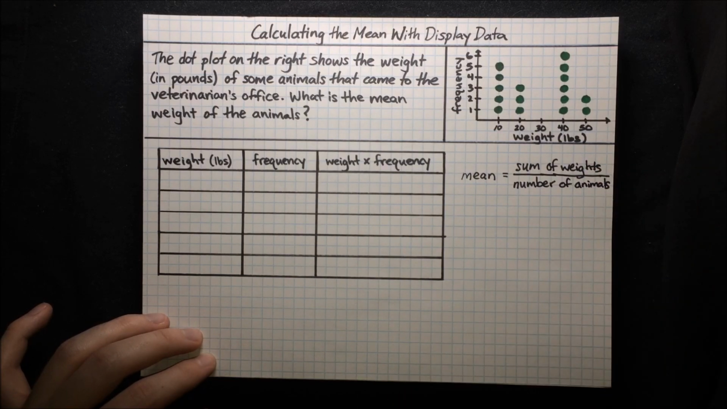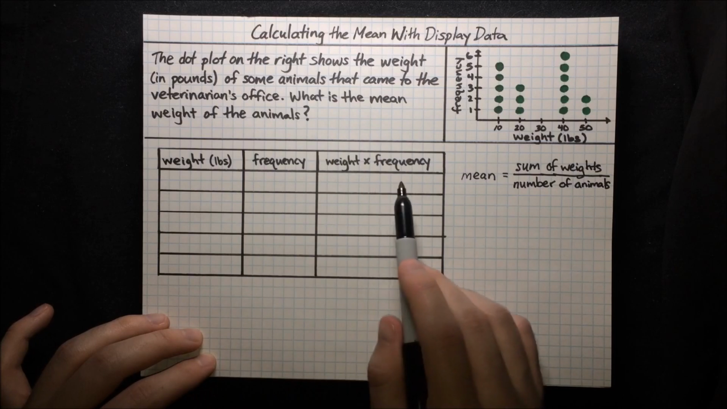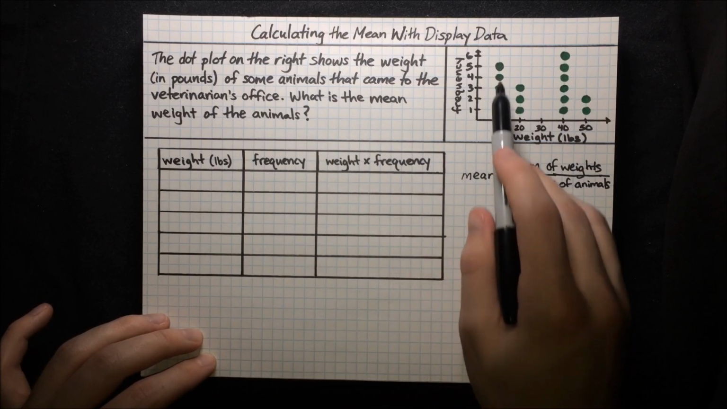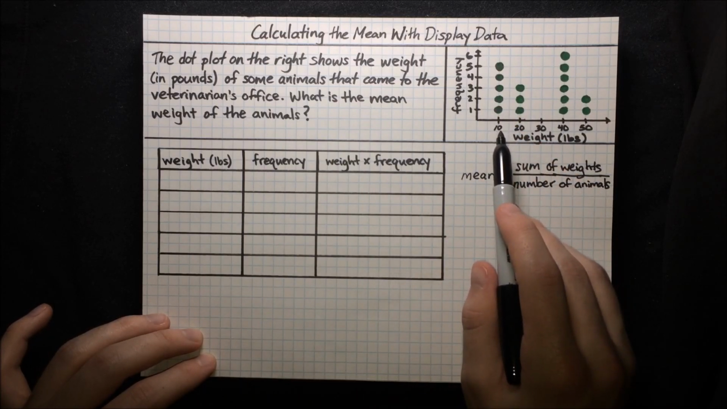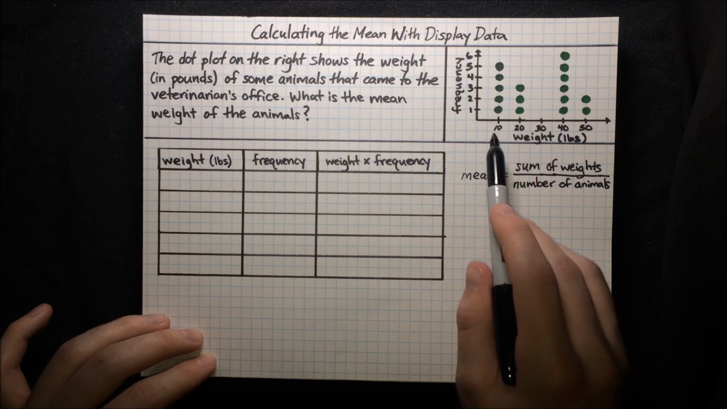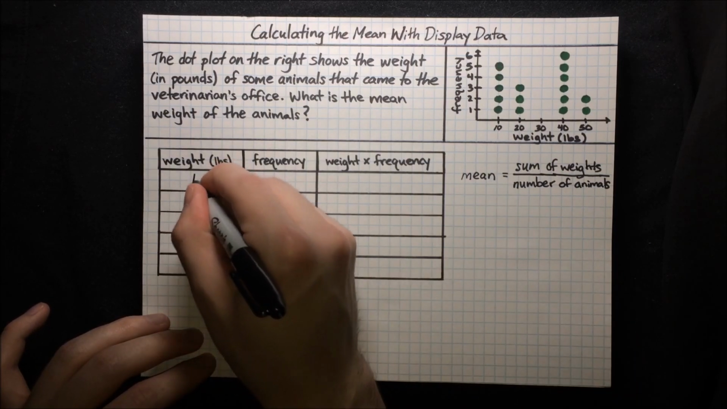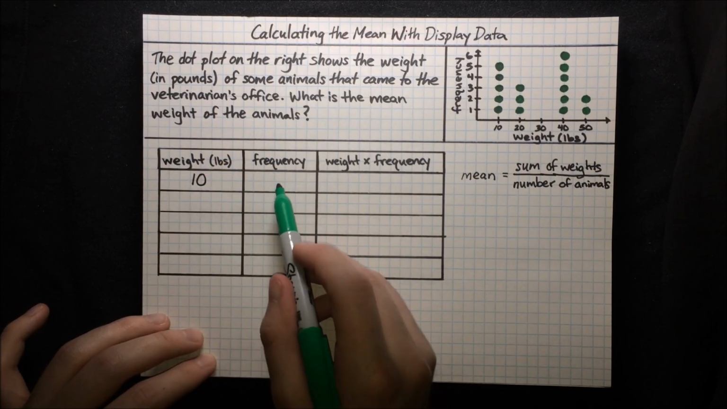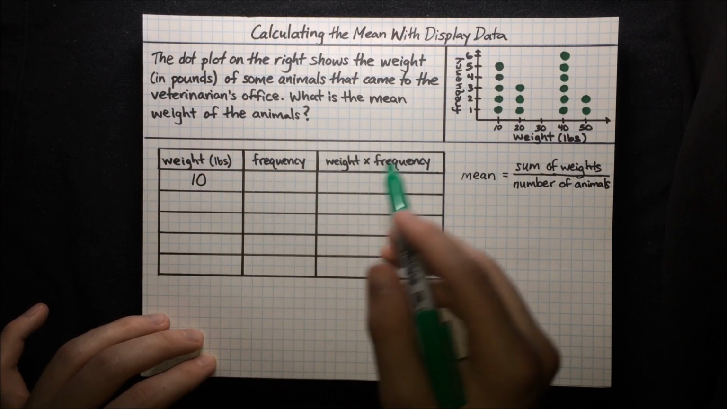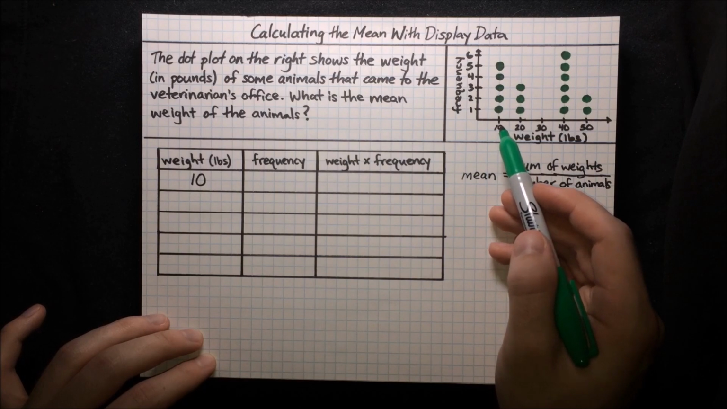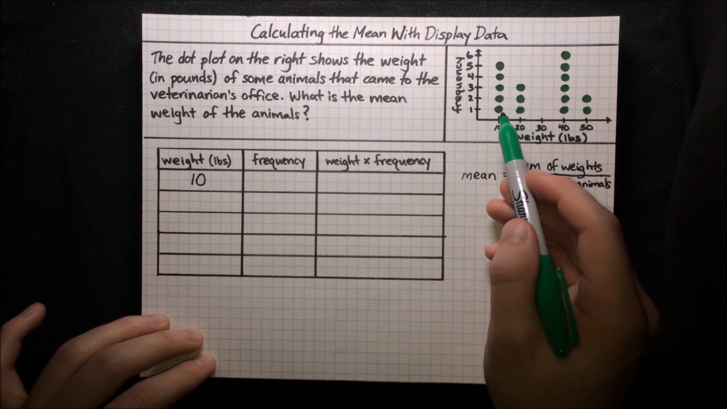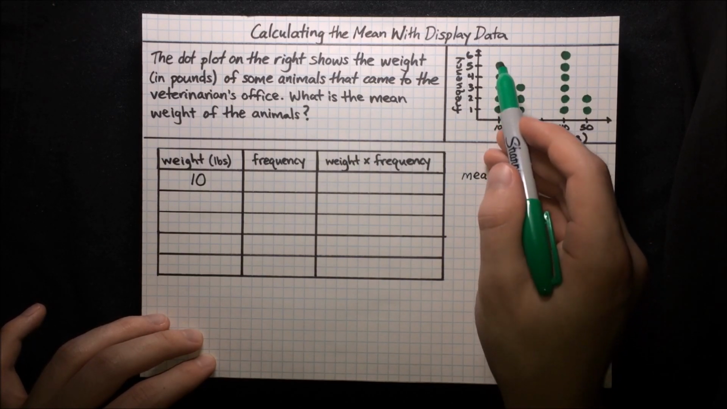So in this case, we want to find the sum of weights and divide that by the number of animals. And the way we can find these values quickly is by constructing a frequency table. Each row in the frequency table will correspond to a column in our dot plot. So we'll start off with the first column here. The first column corresponds to a weight of 10 pounds, so put that in our table, 10 pounds. And what is the frequency? Well, the frequency is the number of animals with a weight of 10 pounds. And that's the number of dots here, 1, 2, 3, 4, 5 dots.